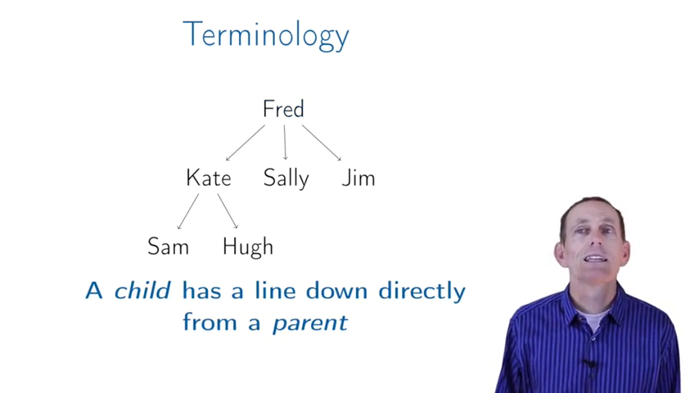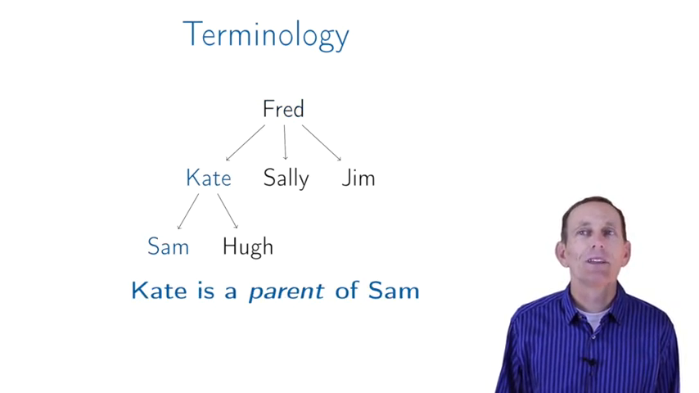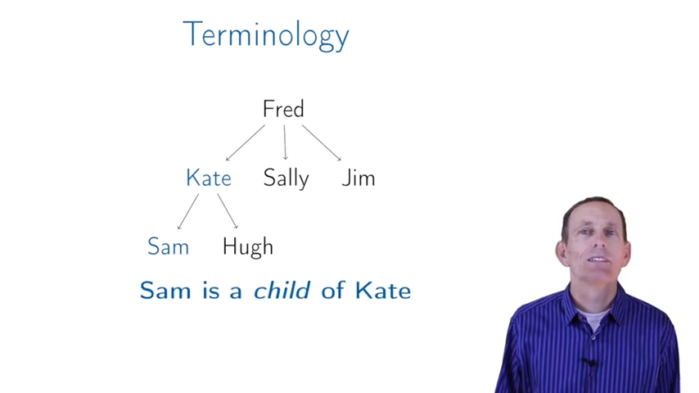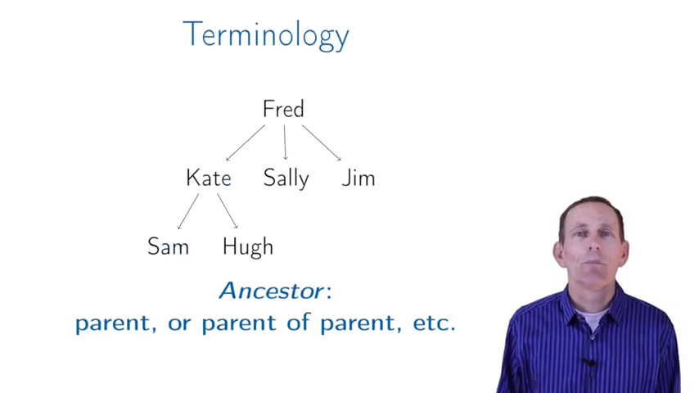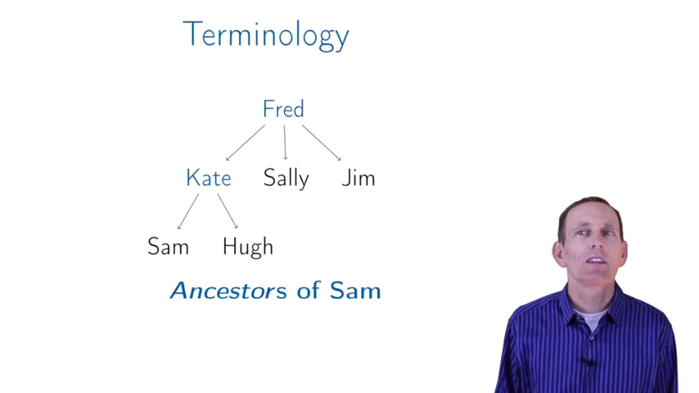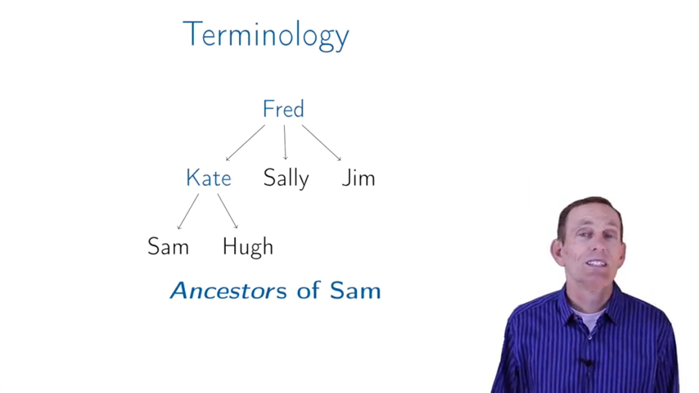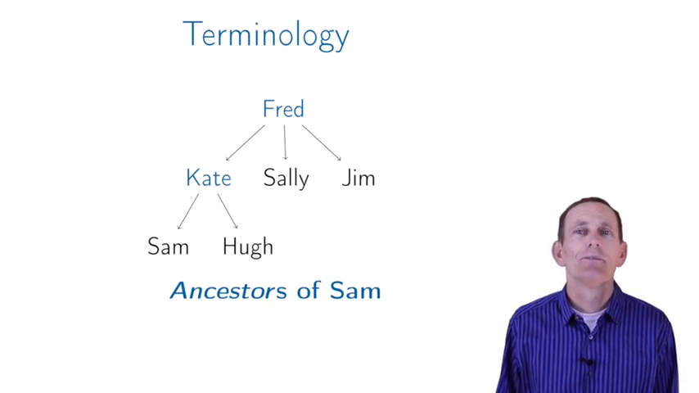A child has a line down directly from a parent, so Kate is a parent of Sam, and Sam is a child of Kate. An ancestor is a parent or a parent's parent, and so on. So Sam's ancestors are Kate and Fred. Hugh's ancestors are also Kate and Fred. Sally's ancestors are just Fred.